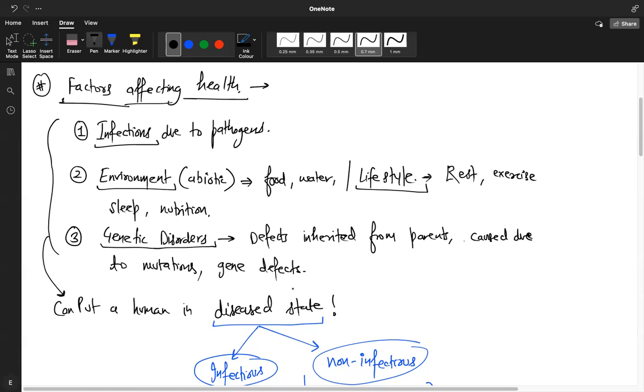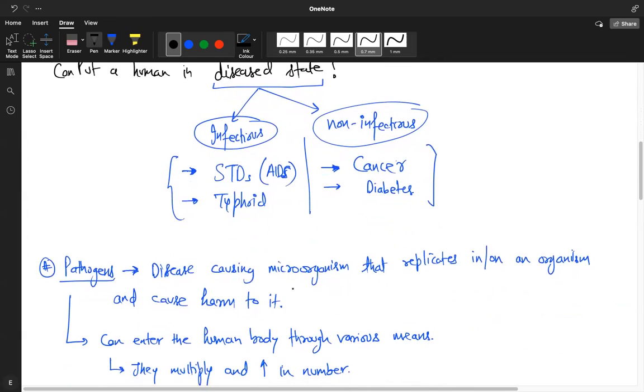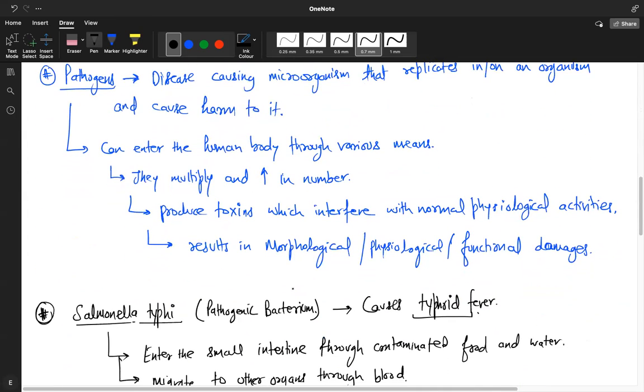Infectious diseases are normally caused by infectious agents, and these infectious agents are called pathogens. These pathogens are disease-causing microorganisms that replicate in or on an organism and cause harm to it. Pathogens enter a human body through various means. They multiply and increase in number. They produce toxins which interfere with normal physiological activities, and this in turn results in morphological or physiological and functional damages. A pathogen that enters the stomach should know a way to survive any acids or enzymes.